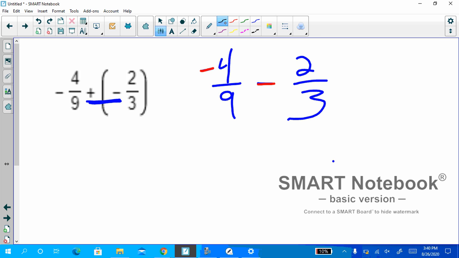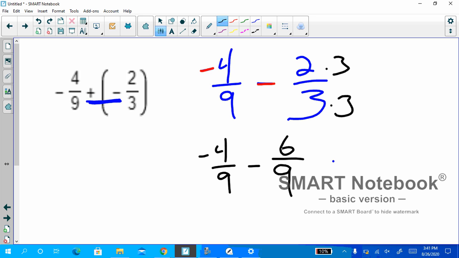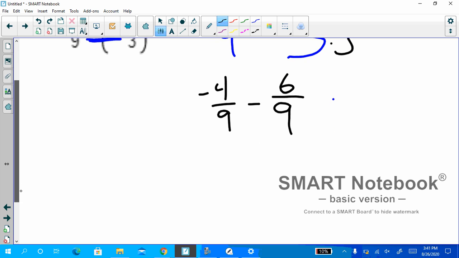Now remember, when we are adding or subtracting, we have to have common denominators. So what is a number that 9 and 3 both go into? Or what is a multiple of both 9 and 3? Well, it would be 9. The first fraction already has a 9 on bottom, and we can make the second fraction have a 9 on bottom also. If we multiply the top and bottom by 3, 2 times 3 on top makes 6, 3 times 3 on bottom makes 9.